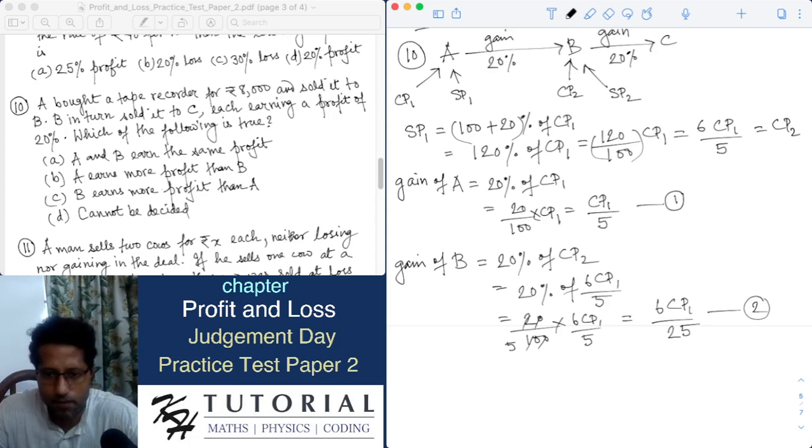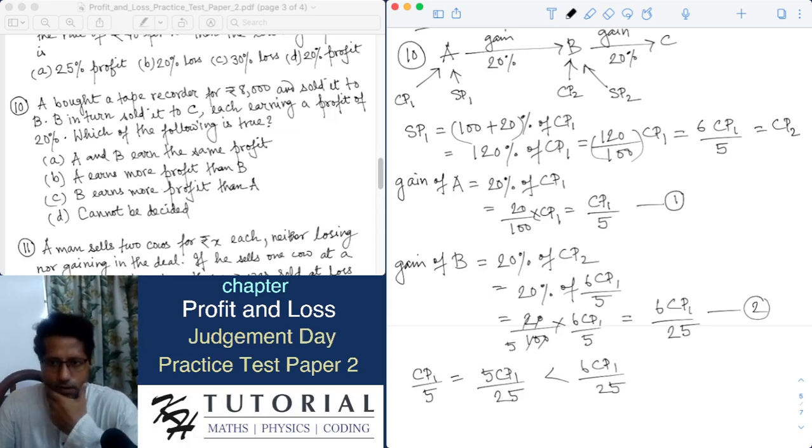Now we have to compare which is greater, CP1 by 5 or 6 CP1 by 25. To compare, we have to make the denominator the same. If I multiply by 5, this becomes 5 CP1 by 25, which is definitely less than 6 CP1 by 25. So therefore, gain of A is less than gain of B.